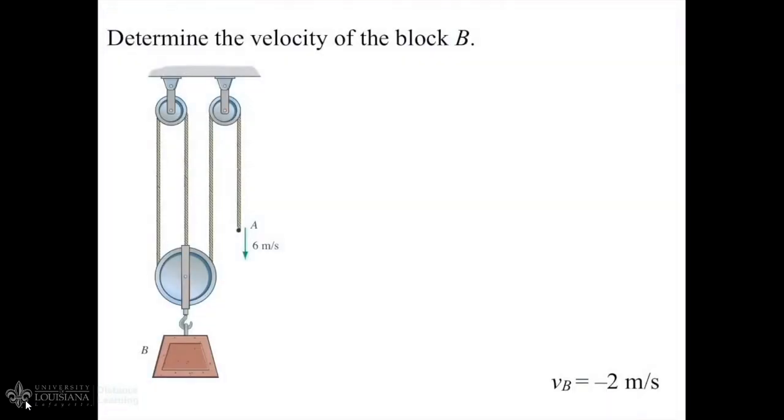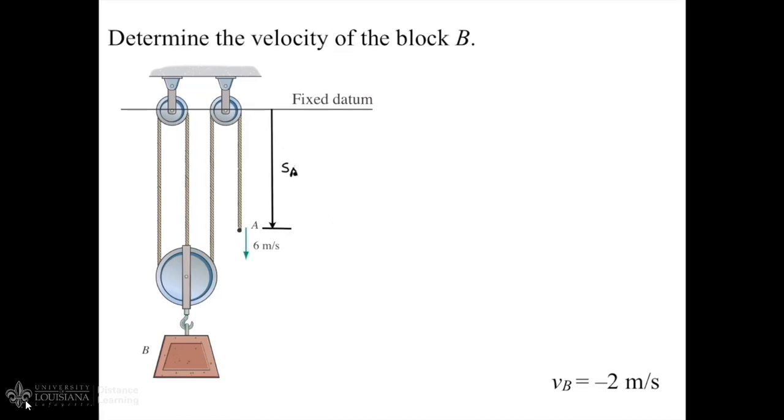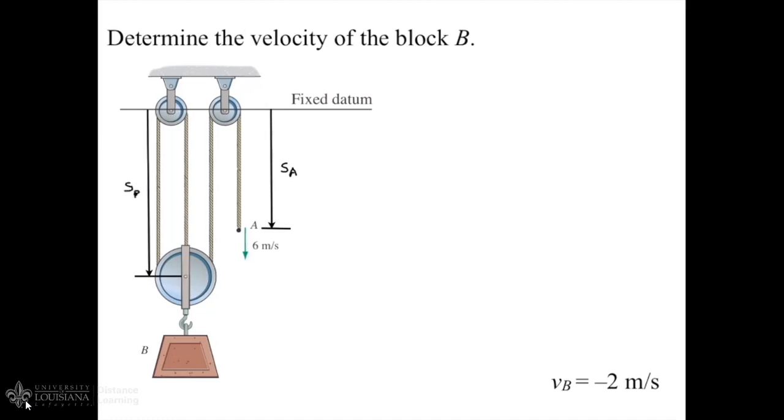Well, to solve the problem, we first establish a fixed datum through the pulleys right up in here, and then we locate the end of the cord right here with a coordinate S sub A. And we can specify the motion of the block if we go with a coordinate right down to here. We'll call that S sub B. We can now find the vertical length of the cord, which is changing with time. We would write the position coordinate equation as S sub A plus 1, 2, 3 S sub B, and that all equals L, a constant.